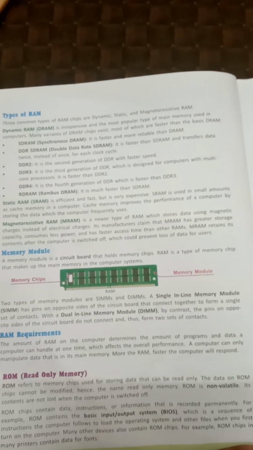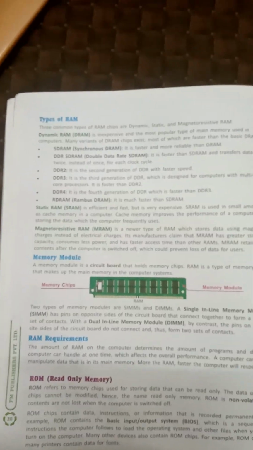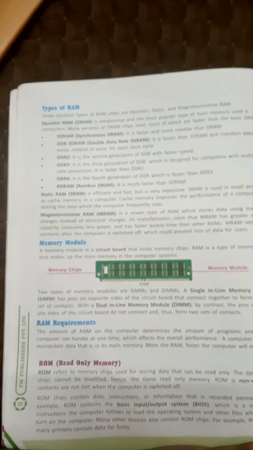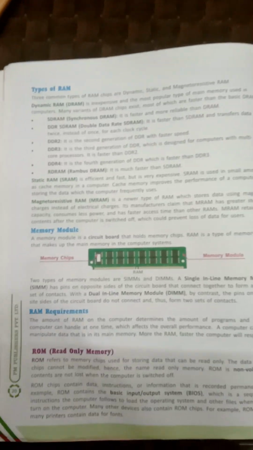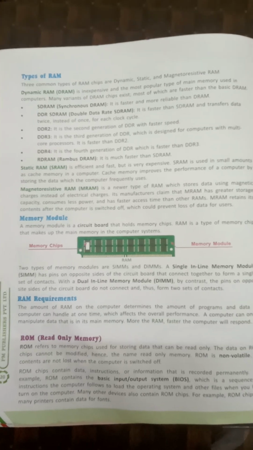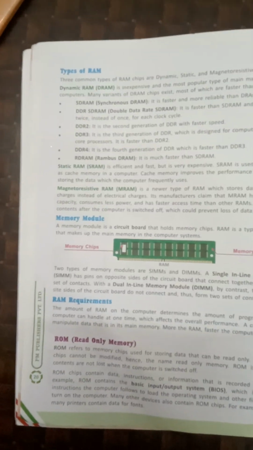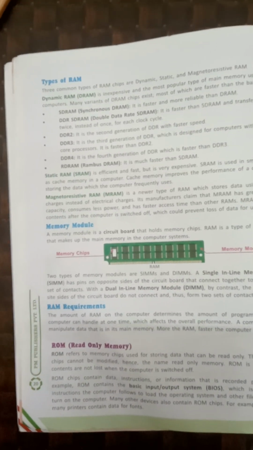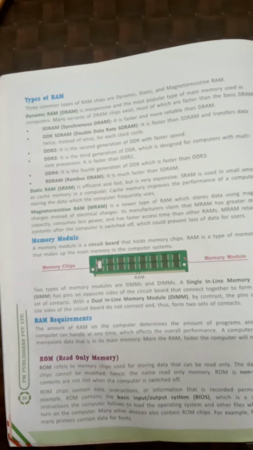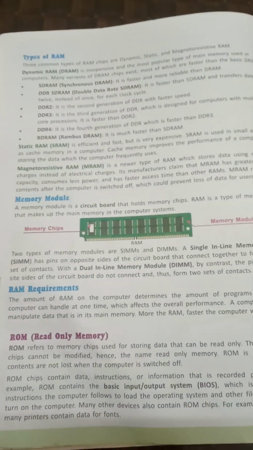DDR SDRAM, double data rate SDRAM. It is faster than SDRAM and transfers data twice instead of once for each clock cycle. DDR2 is the second generation of DDR with faster speed. DDR3 is the third generation of DDR, which is designed for computers with multi-core processors. It is faster than DDR2. DDR4 is the fourth generation of DDR, which is faster than DDR3.